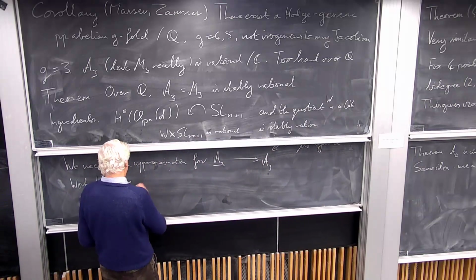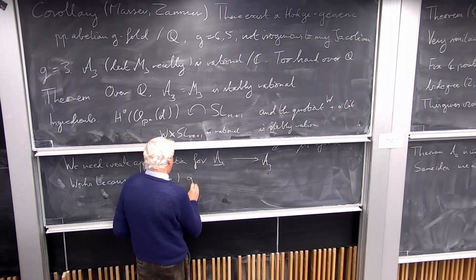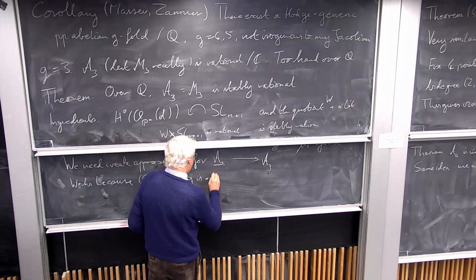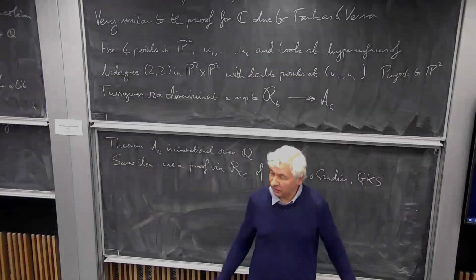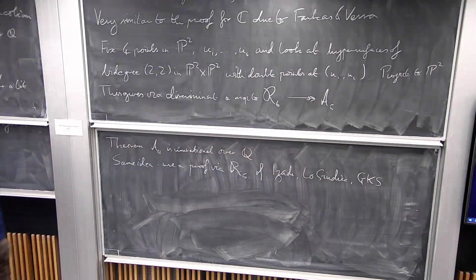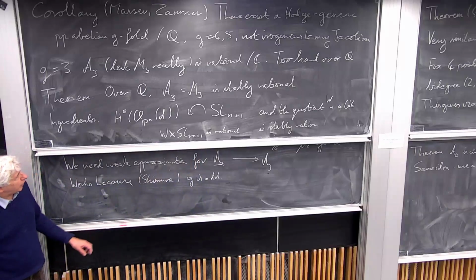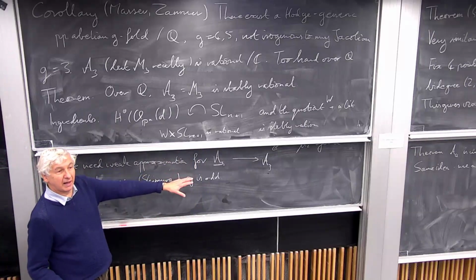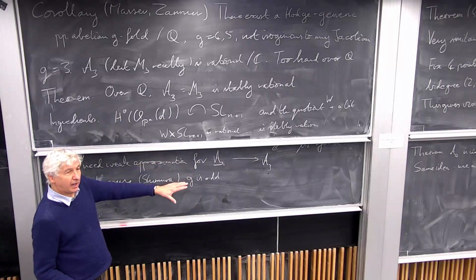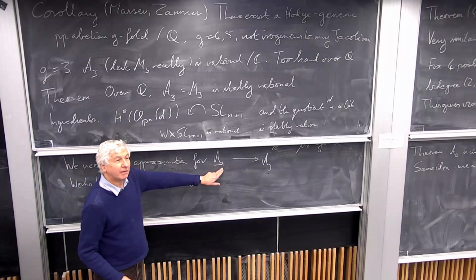But this works because, and as I say, it's a theorem of Shimura, g is odd. This is the condition in Shimura's paper. It's actually false for g even. So what that means is if we could prove stable rationality for A_4 and A_5, we would have this result for A_5, but not for A_4.